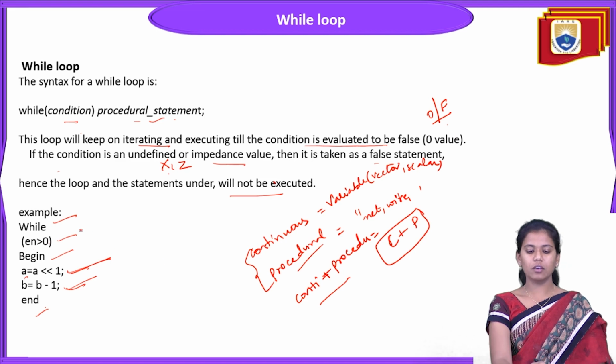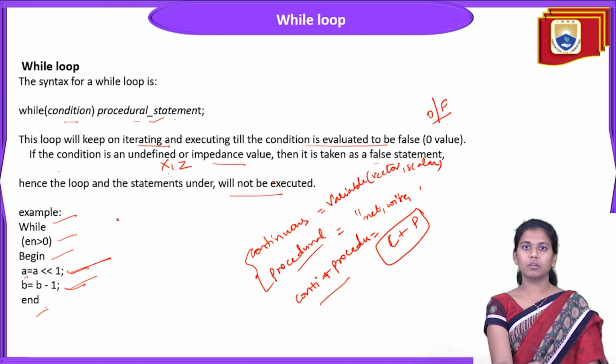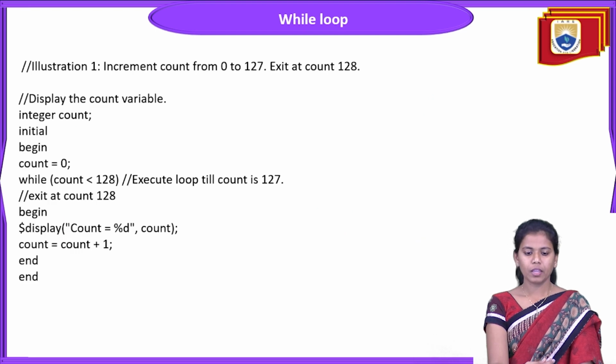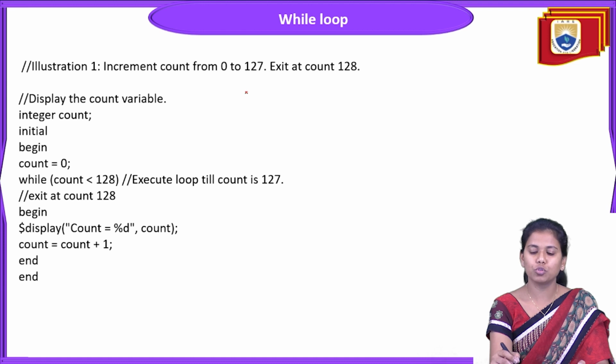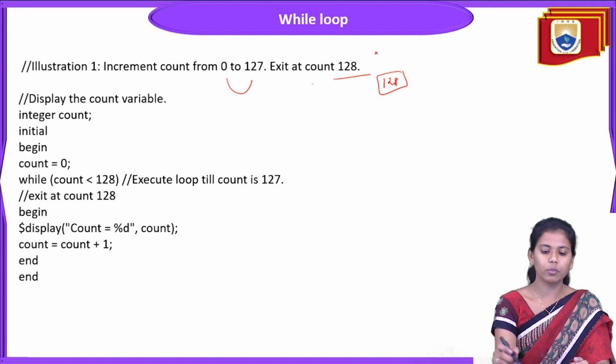Okay. So most of the time, for multiplexers, encoders and decoders, the best way of considering the looping statement is the while loop. We'll be considering that. And this is one more example. Here, increment count from 0 to 127. Exit at 128. So here we will see, by using the while loop, how the execution or else the increments go on from 0 to 127. At 128, what it's saying is the while loop will exit. So here we'll see.